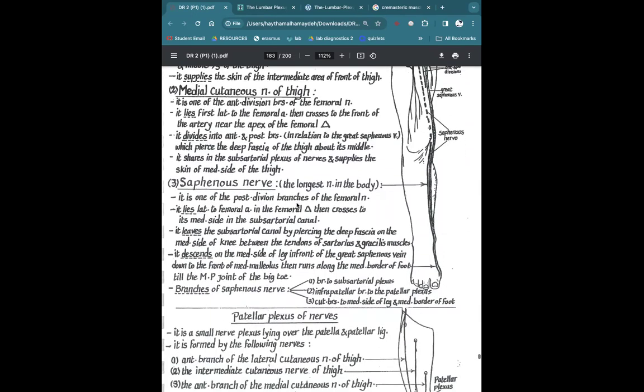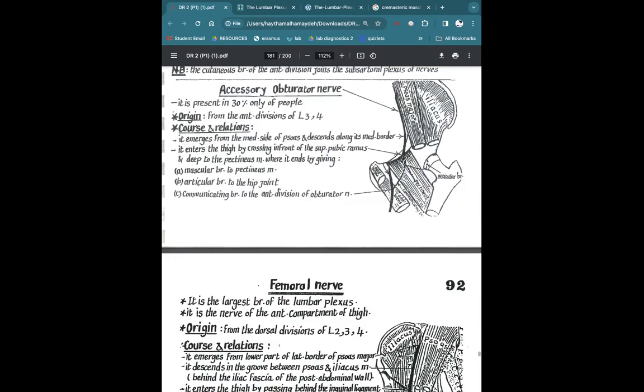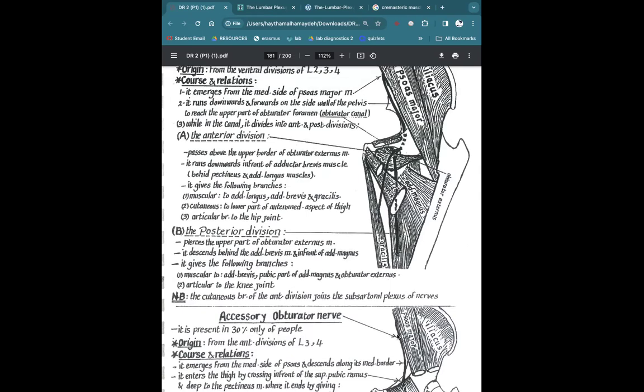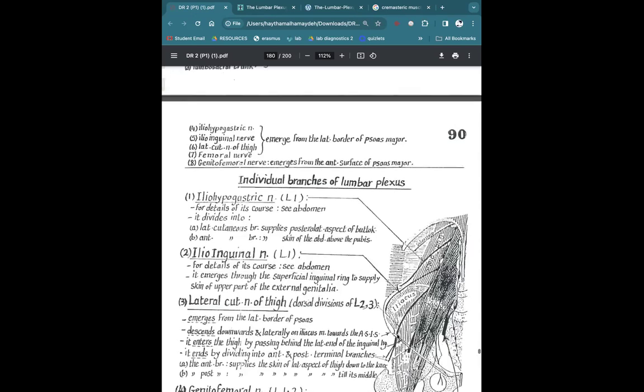It continues all of this about the femoral nerve. And until page 93, that's where you stop for lumbar plexus. Okay. I will post this video, of course, and you can pause the video anytime you want to study this.